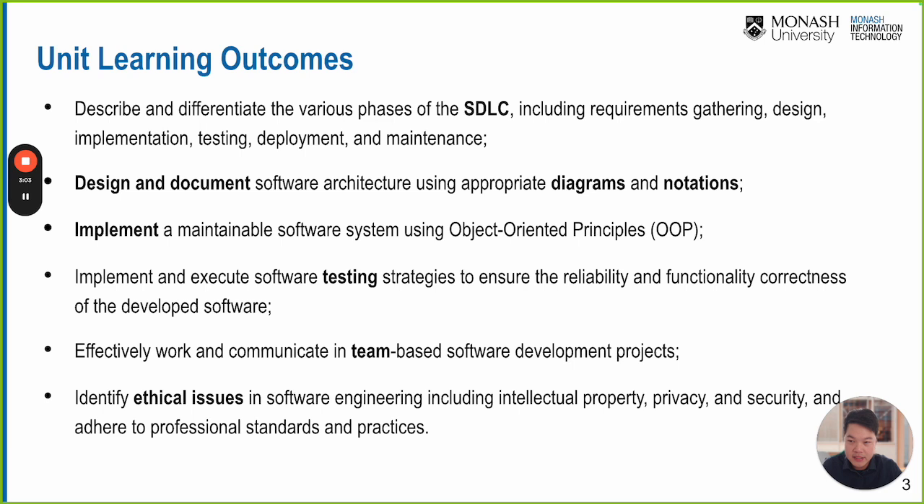For the second learning outcome, in some parts of the unit we will learn how to design and document the software architecture using lots of UML diagrams, like the sequence diagram and use case diagram. Once we learn about software design, we need to implement it as well, using object-oriented programming. And how can we ensure that the software is functionally correct? We need to apply some software testing strategies, so we will learn a lot about software testing.